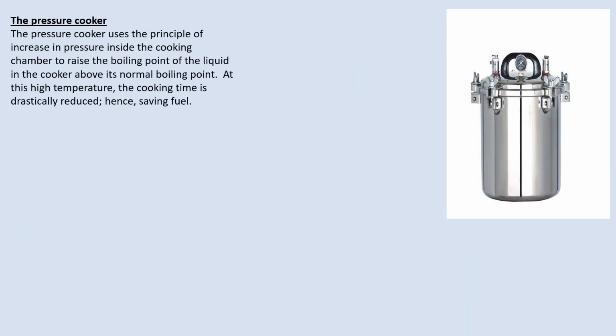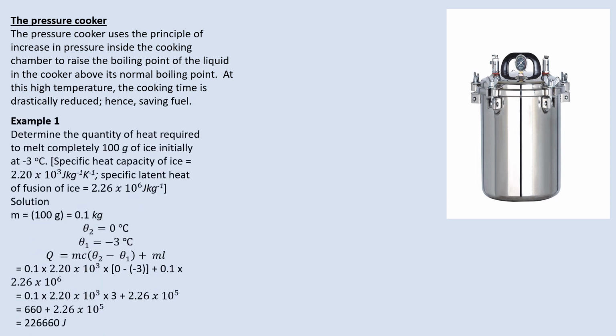Now, another aspect is the pressure cooker. The pressure cooker uses the principle of increasing pressure inside the cooking chamber to raise the boiling point of the liquid in the cooker above its normal boiling point. At this high temperature, the cooking time is drastically reduced, hence it saves so much fuel. Let's look at some examples.